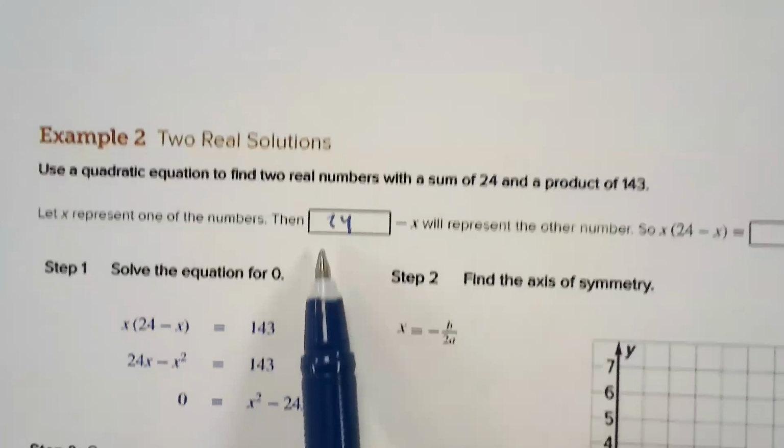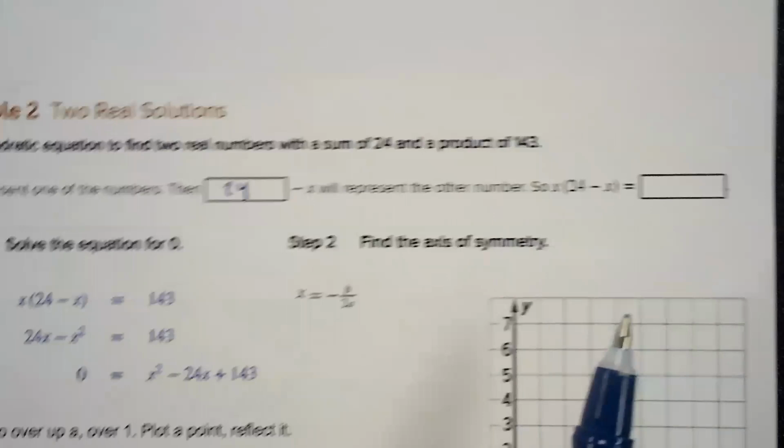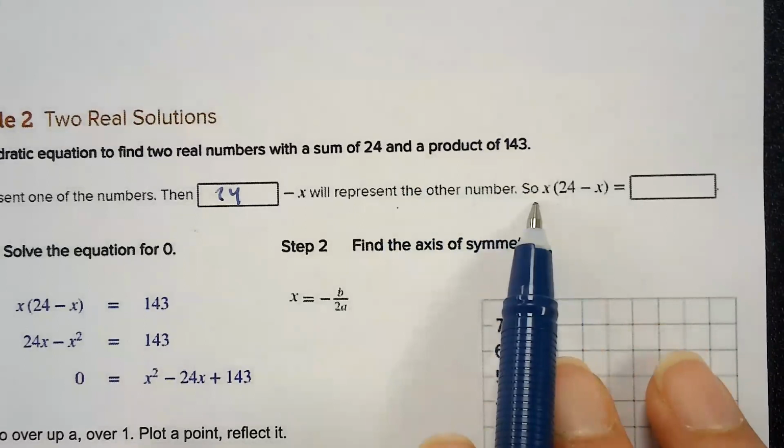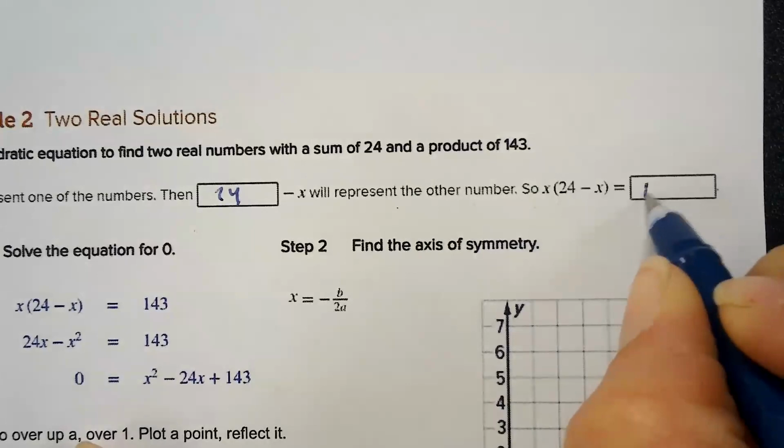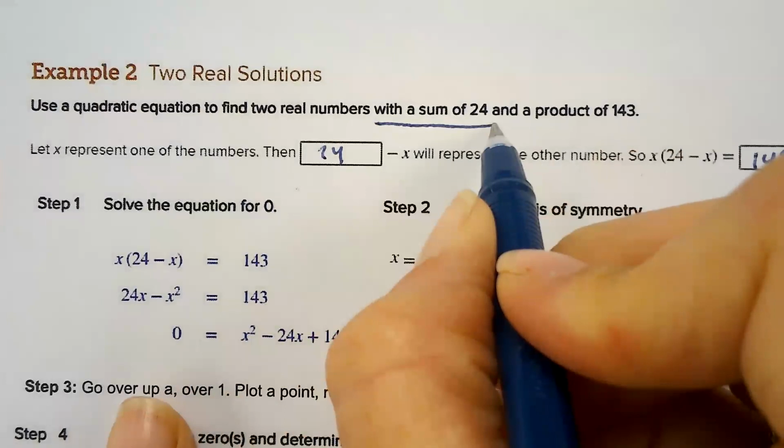So if one of the numbers is x, then 24 minus x will represent the other number. Okay, and then they tell us that the product of them is 143. So x times 24 minus x equals 143. Okay, so just a minute. Let me make sure I explain that well enough. It says let x represent one of the numbers. And then it tells me the sum of the numbers is 24.